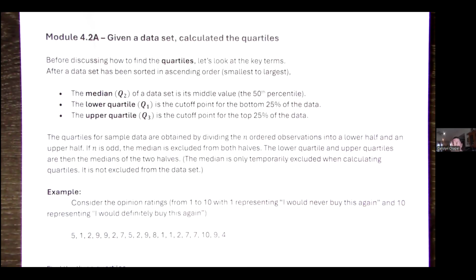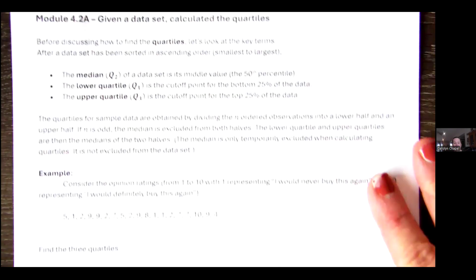To divide our data into four regions, we need three numbers. We'll start with the median, the middle value, which is our Q2, our second quartile. We will have a lower quartile, Q1, the middle of the bottom half of our data. And we're also going to have an upper quartile, Q3, which will be the middle of the upper half of the data. So I'm just going to jump right in to dividing this into pieces.